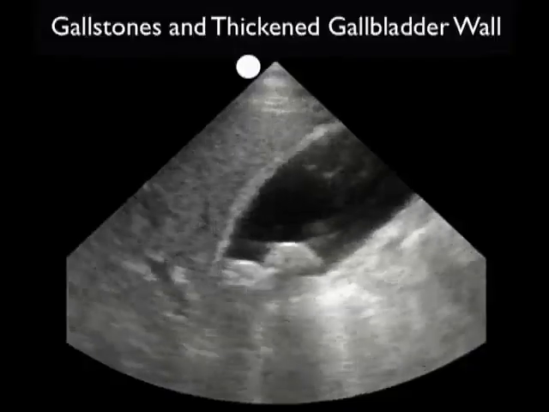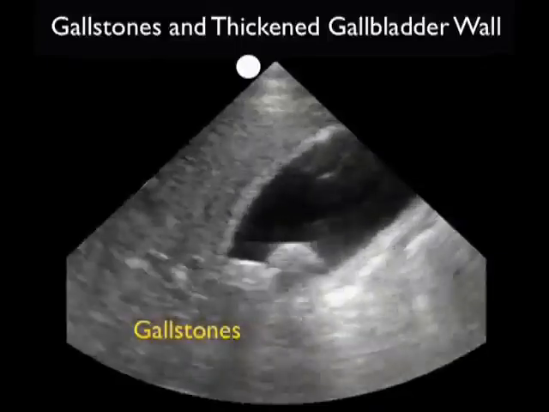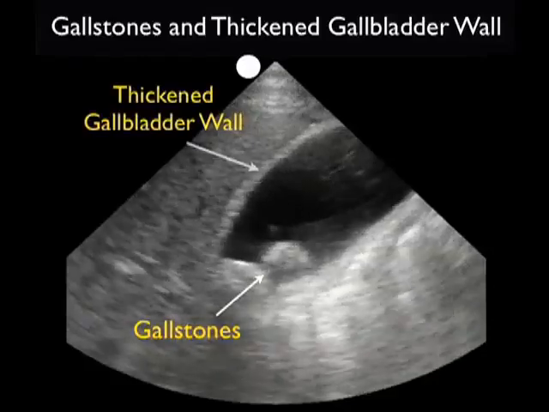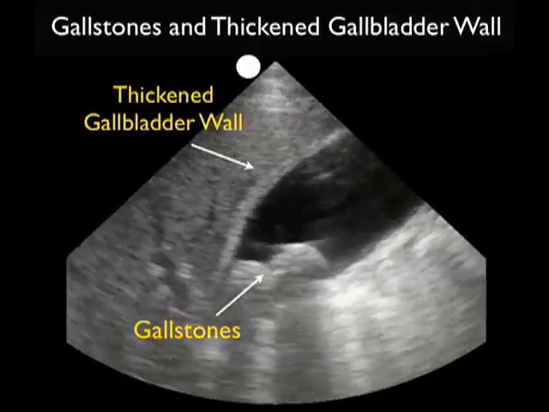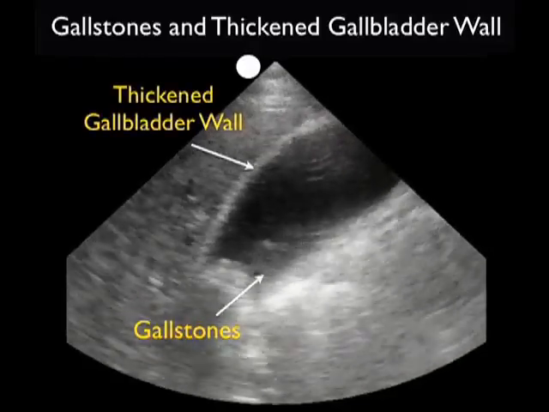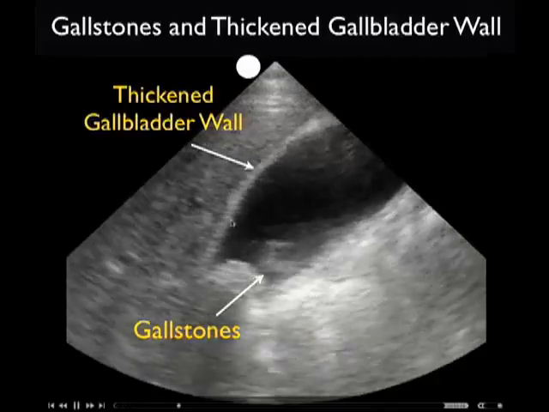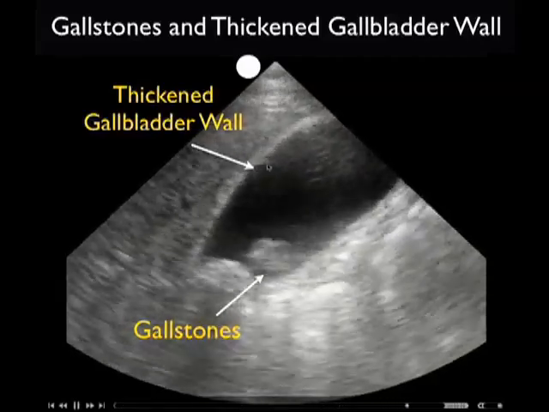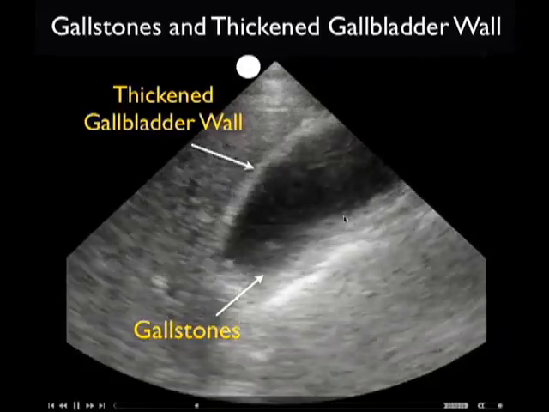Here's a video clip from a patient who presented with right upper quadrant pain and fever. As we look at the gallbladder, the first thing we see is the presence of multiple gallstones within the neck of the gallbladder. Also, we're going to examine the anterior wall of the gallbladder, and notice with the small indicator arrow, I'm just pointing out that anterior wall. Notice that it appears thickened.